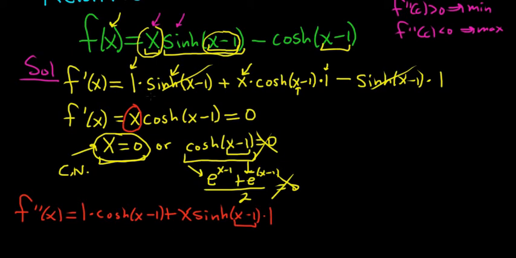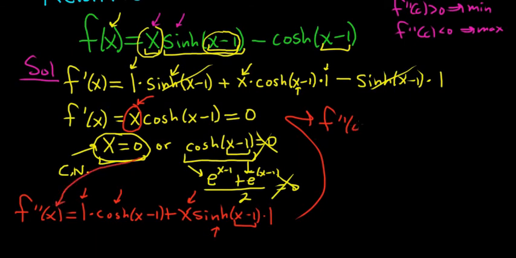Let's check that. It's the derivative of the first, which is 1, times the second, right there, plus the first, which is x, times the derivative of cosh, which is sinh of x minus 1, and then chain rule. That's where that 1 comes from. Now we're going to plug our critical number into the second derivative. That's what the second derivative test says. So we take the 0 and we just put it where the x is. So we get cosh of 0 minus 1. So we get cosh of negative 1.